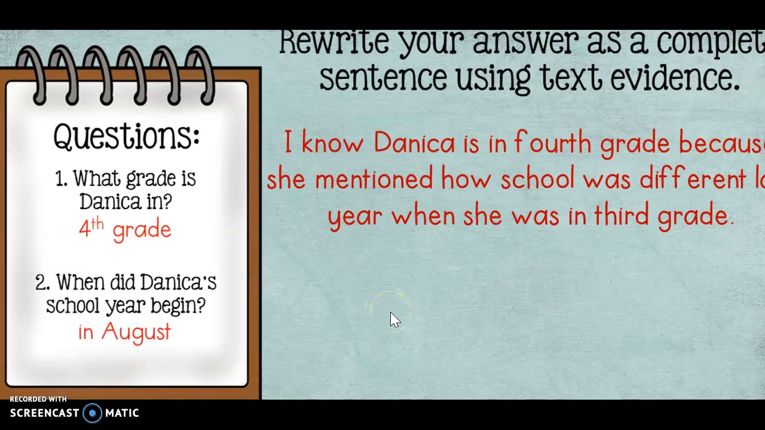That is just the beginning piece to textual evidence, writing it in a sentence, your sentence starter. Now I'm going to show you how to do that using quotation marks.